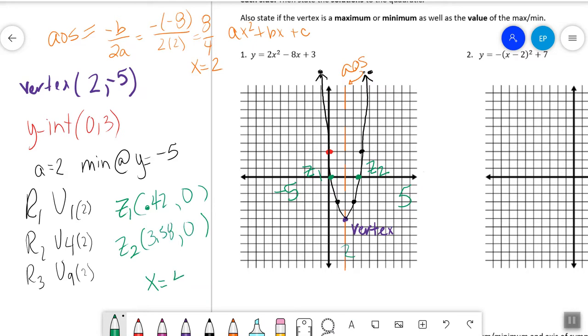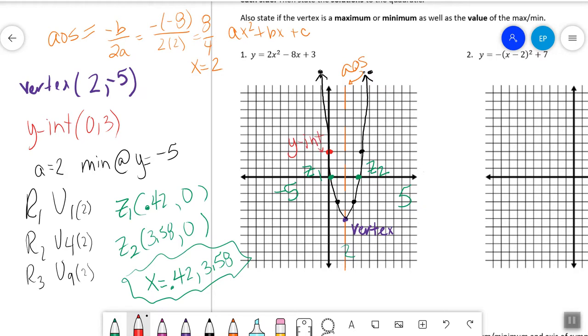X equals 0.42, 3.58. This is my solutions here. The rest of everything else is my graph. I also did not label my y-intercept. Y-intercept.